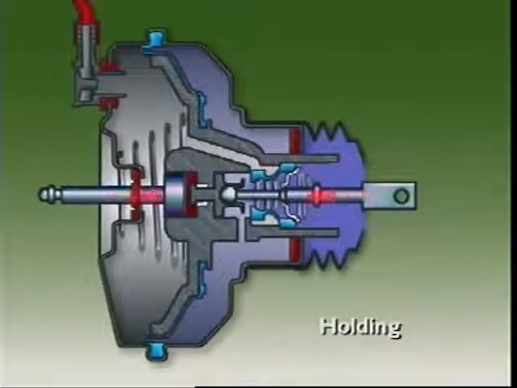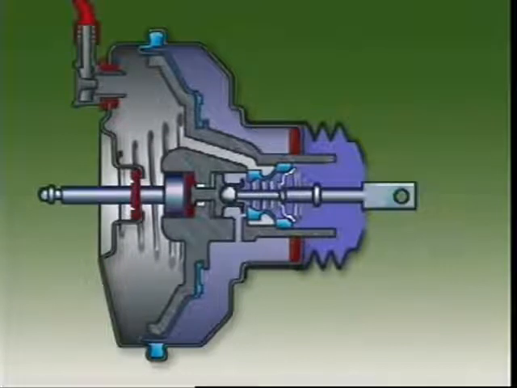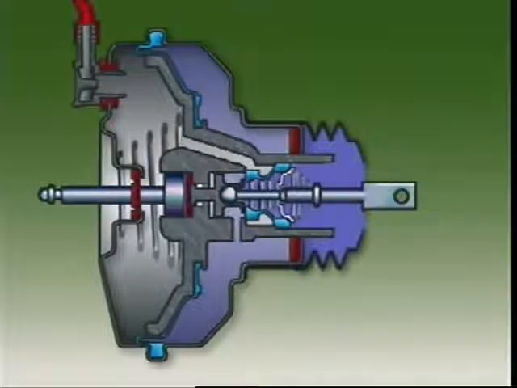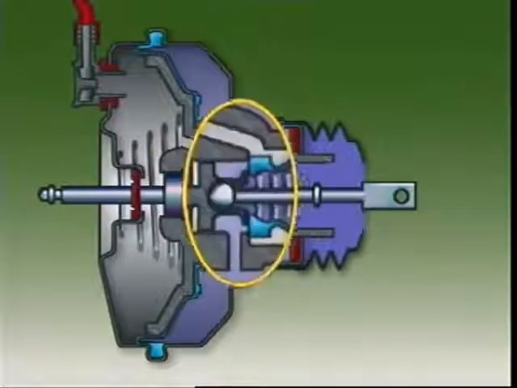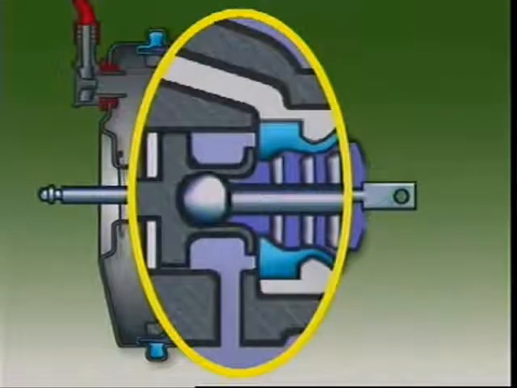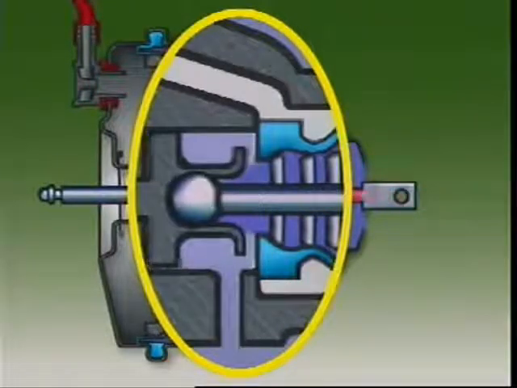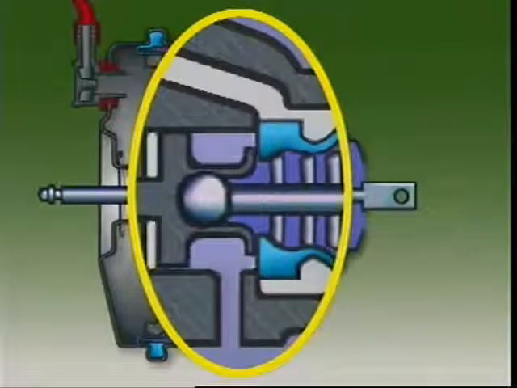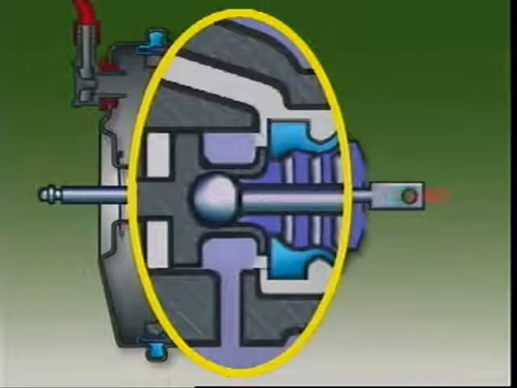During application, the reaction force against the valve plunger works against the driver to close the atmospheric port. With both the atmospheric and the vacuum ports closed, the power unit is in a holding position. It stays this way until increased pedal force reopens the atmospheric port, or a drop in pedal force reopens the vacuum port.